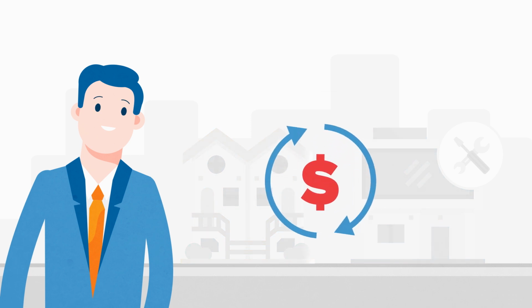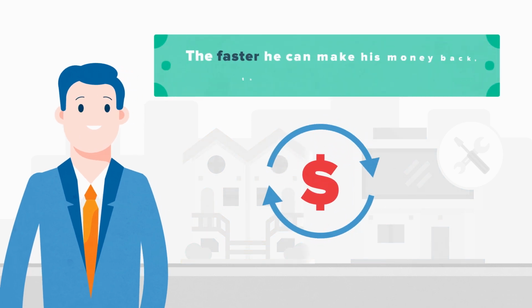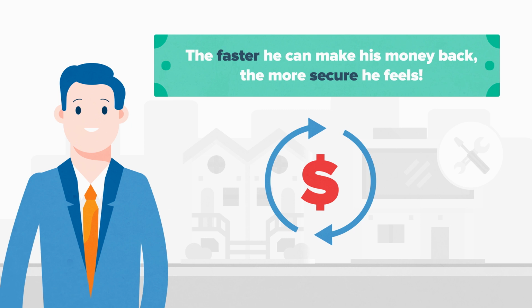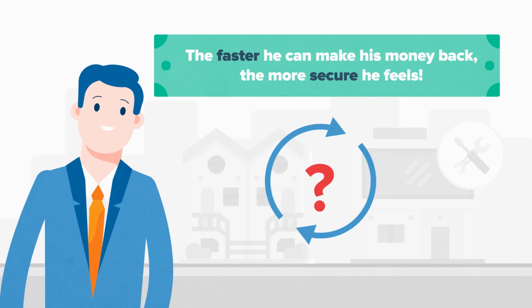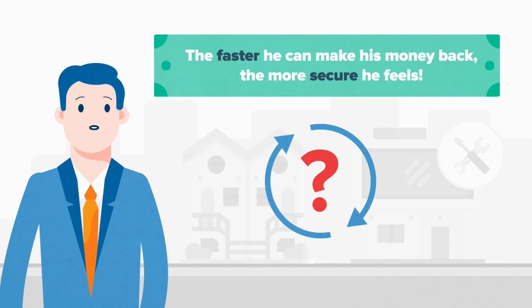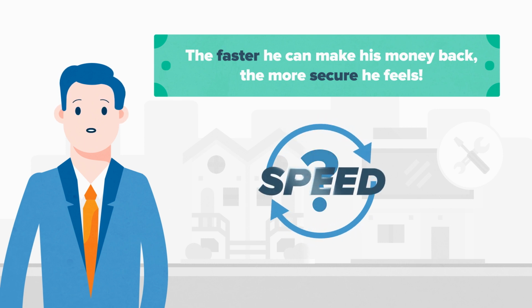Bob likes the idea of investing, but in his mind, the faster he can make his money back, the more secure he feels. Of course, Bob loves the idea of making money on his money, but having his entire life savings tied up into a deal is really stressing him out. When assessing these two properties, Bob's biggest factor in making a decision is the speed at which he's going to be able to get his money back.